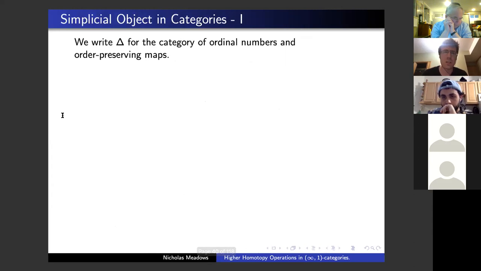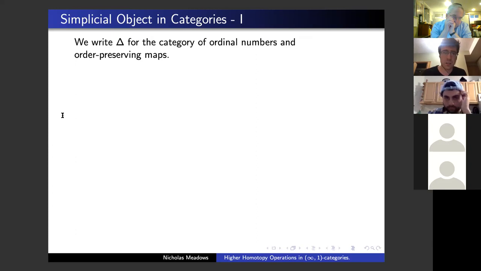So what I'm going to do now is talk a little bit about simplicial objects in categories. This will help me explain the model of higher categories that I'm going to use in my work.